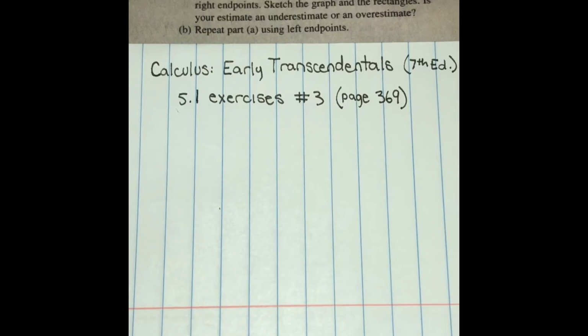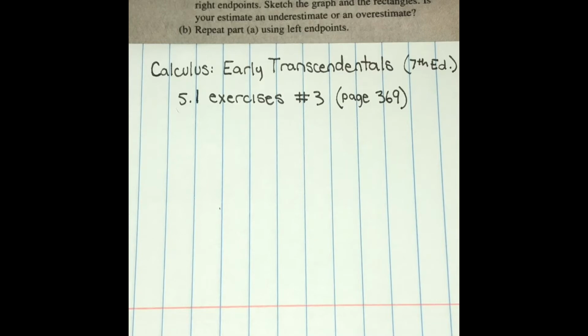Today I'll be explaining Section 5.1, Question 3 in the textbook Calculus Early Transcendentals 7th edition by James Stewart. Part A. Estimate the area under the graph of f of x equals cosine x from x equals 0 to x equals pi over 2 using 4 approximating rectangles and right endpoints.